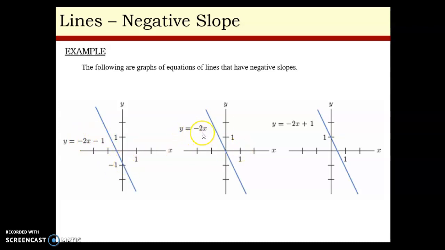y equals negative 2x, and there's basically 0 right there. Y-intercept 0, slope negative 2. So down 2, over 1. There's your slope. Negative 2x plus 1, y-intercept at 1, and negative 2 is your slope. So those are examples of lines with negative slope.